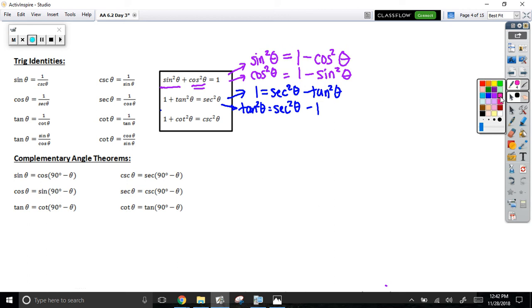And then the last one, again, we'll come up with 2 additional for that one. Who thinks they could give me one identity that would be rewritten from the original? Either moving the 1 over or moving the cotangent squared over. Someone I haven't heard from in a while.